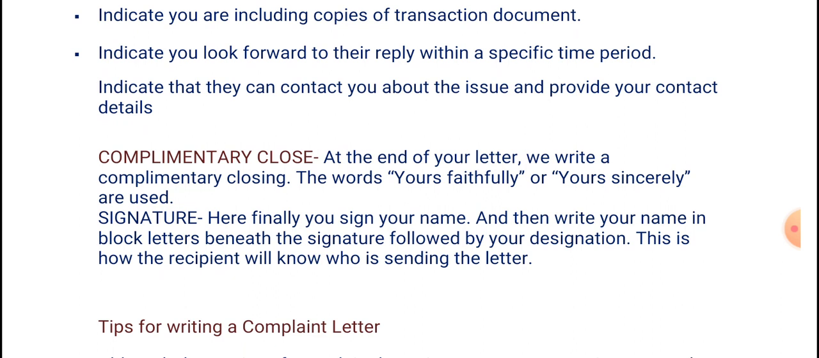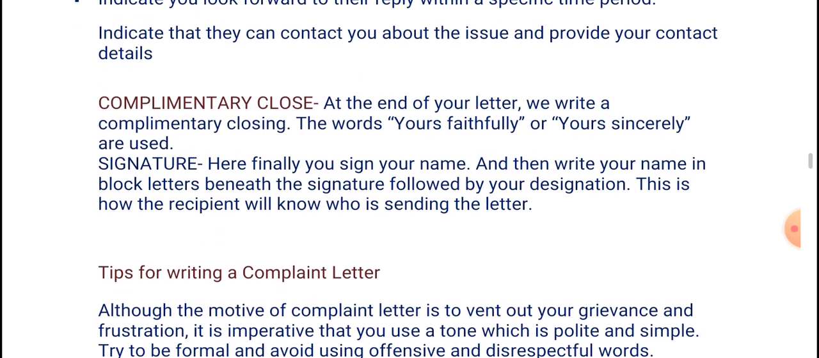Then signature is the last part. Here finally you sign your name and then write your name in block letters beneath the signature followed by your designation. This is how the recipient will know who is sending the letter. So this was the format and parts of a complaint letter we are discussing.